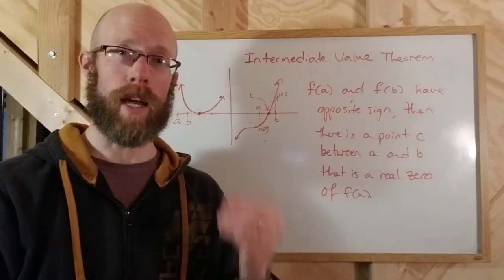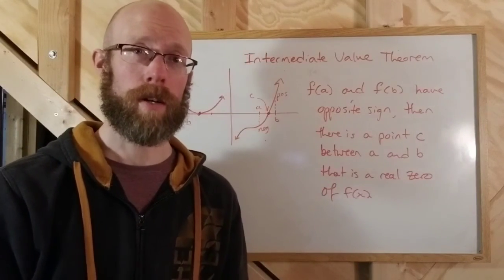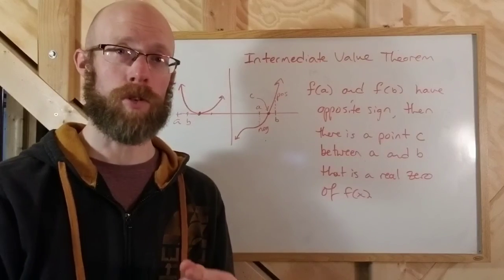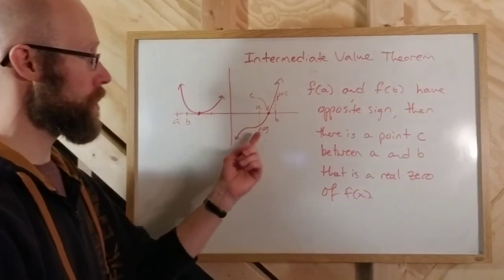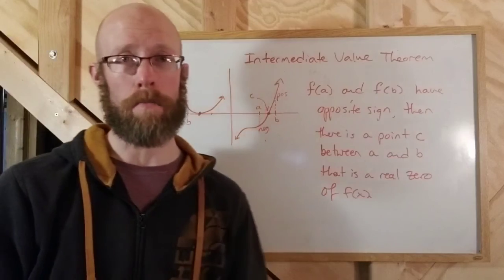The only time we can guarantee with a polynomial that there's an intercept in between 2 points is if one of them has a negative output and one of them has a positive output.